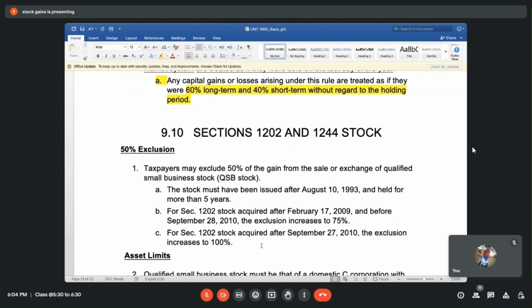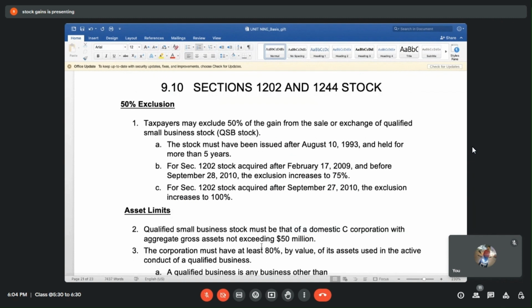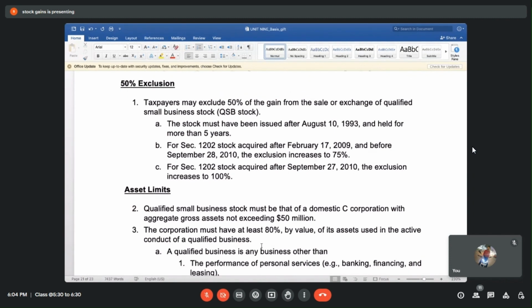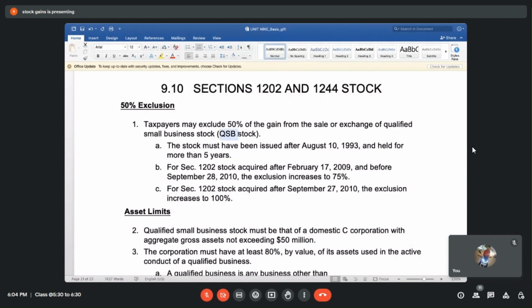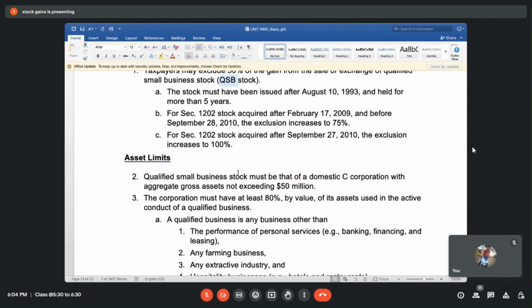Okay, but there are some limits that we have to see. There is a definition of what is considered to be QSBS, what is considered to be a small business, and what conditions they have to meet to still fall under the small business category. So what they're saying is, it has to be a domestic C corporation.